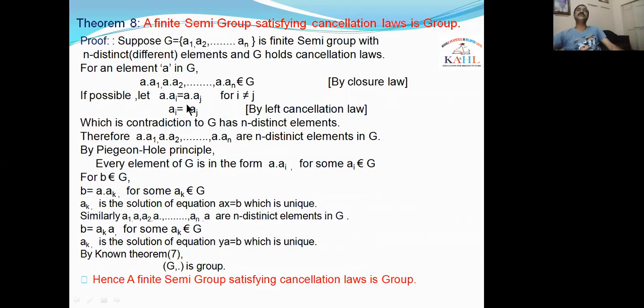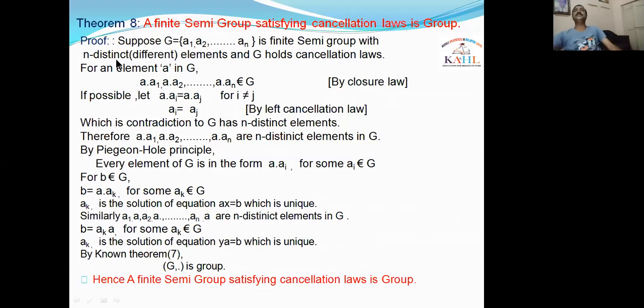AAi is equal to AAj. By left cancellation, A is cancelled. Then we get Ai is equal to Aj. That means two A's are equal. Two different A's are equal, with i not equal to j. That means these two A's are different, but two different ones are equal. But we said that in the set, all these A's are different. But here equal. That means we get a contradiction.